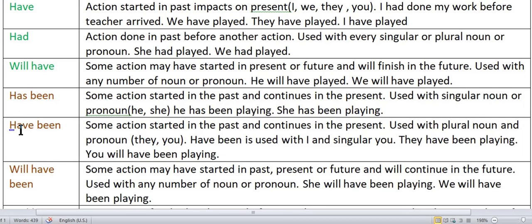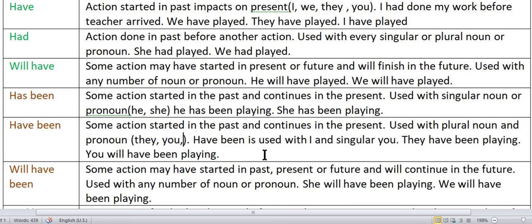So perfect continuous we use when some action starts in the past and continues in the present. Used with the plural noun and pronoun like they and you, and with I as well. Have been is used with I and singular you as well. They have been playing, you have been playing, I have been playing.